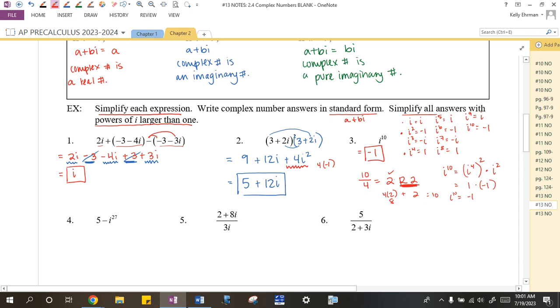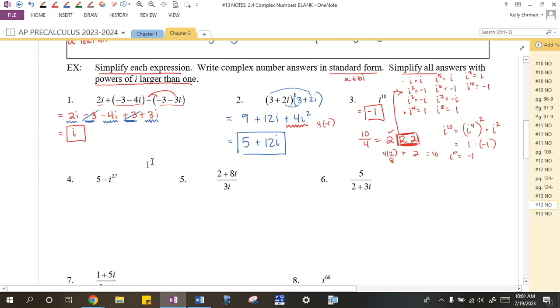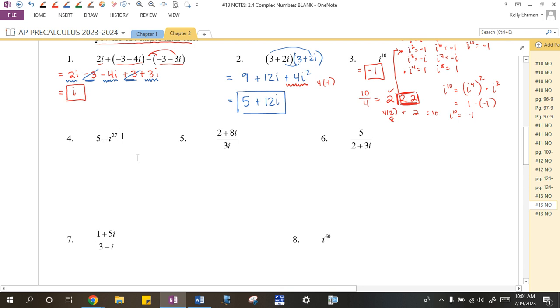The remainder is the important part. The remainder is what line you fall into, like the i squared line. You will only ever have a remainder of 1, 2, or 3. If you get a remainder of 0, it means it's the same as i to the fourth. It's a multiple of 4. Let's do that again for number 4. So I have 5 minus i to the 27th. So we need to do the work of what is 27 divided by 4.